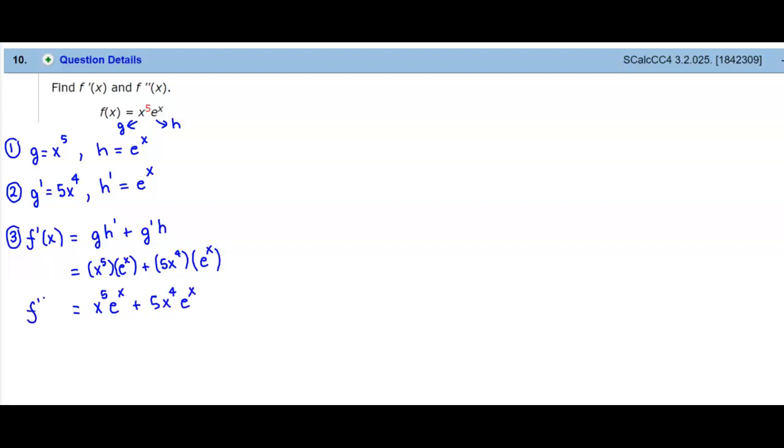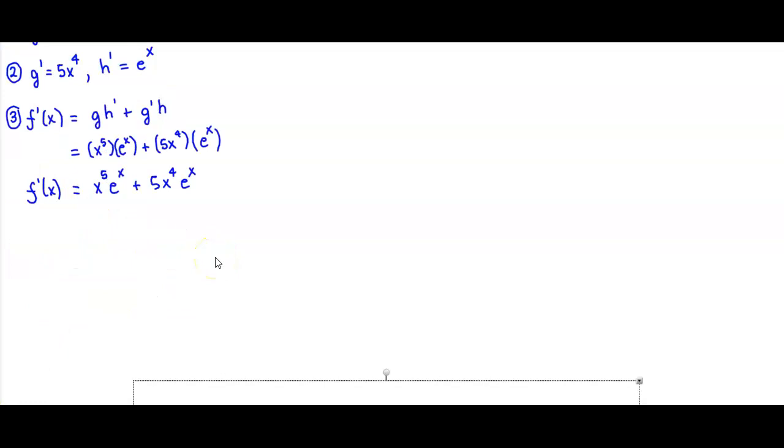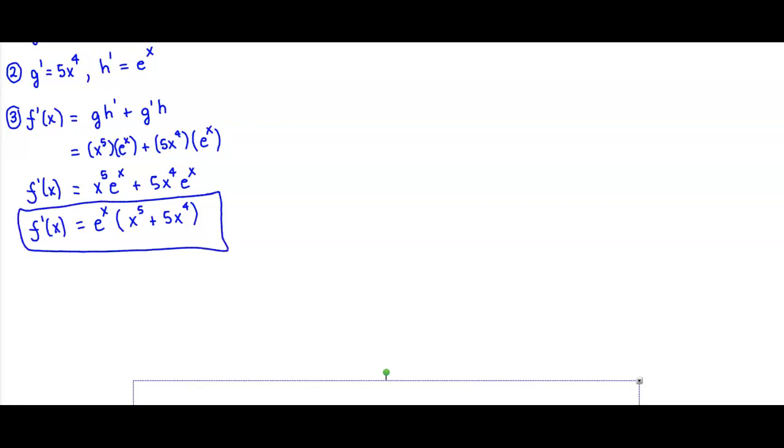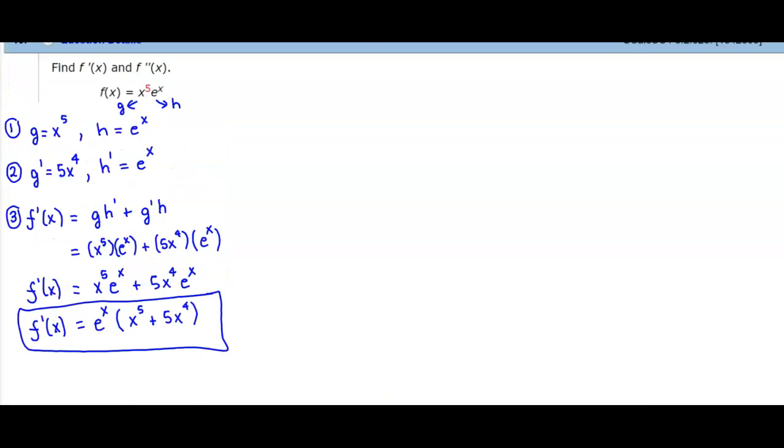So that represents the first derivative. So what we want to do is maybe factor out the e to the x. So this would be e to the x times x to the fifth plus 5x to the fourth. And so therefore that's going to represent our first derivative. Now we want to find the second derivative of this function.